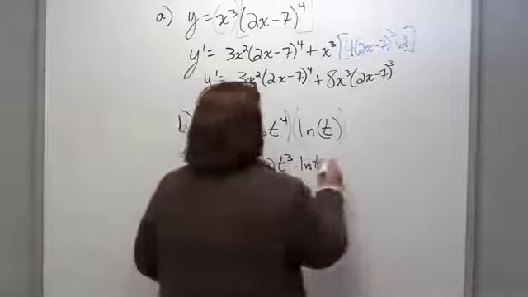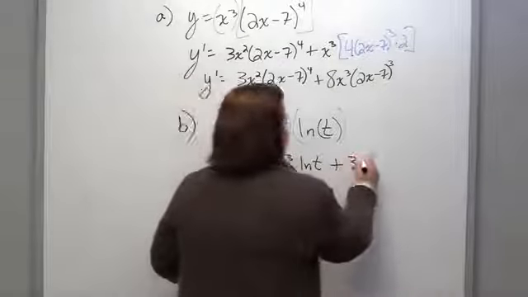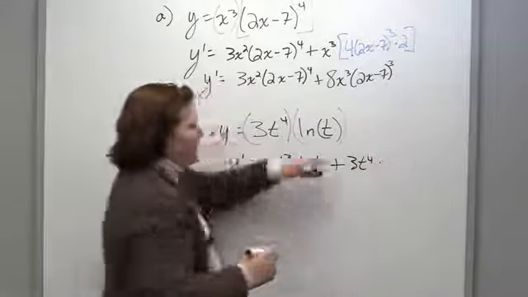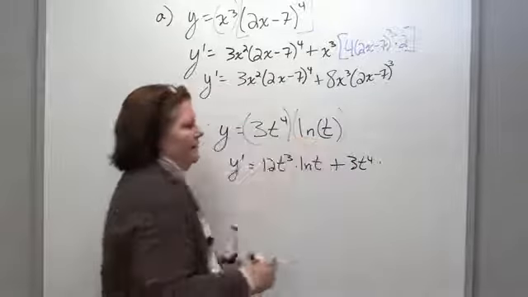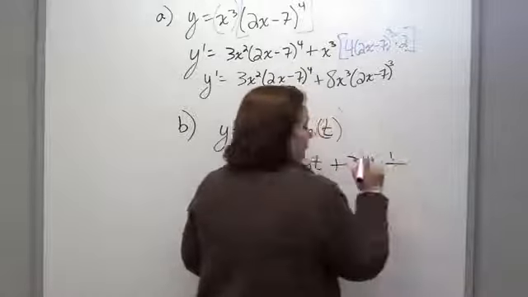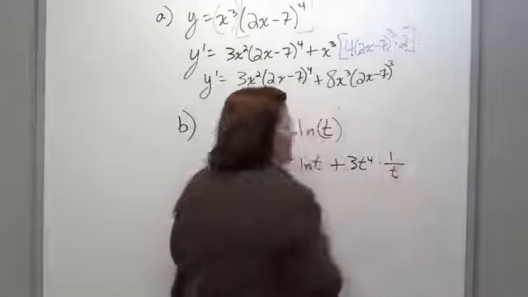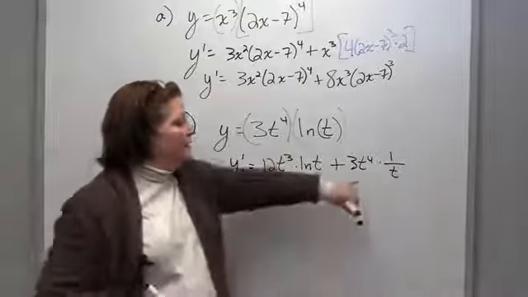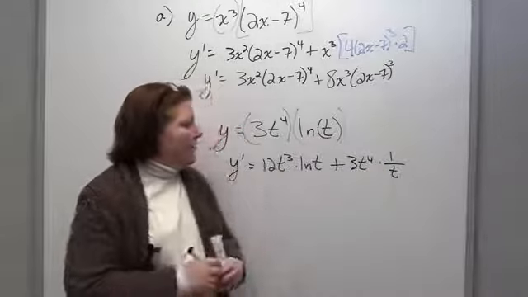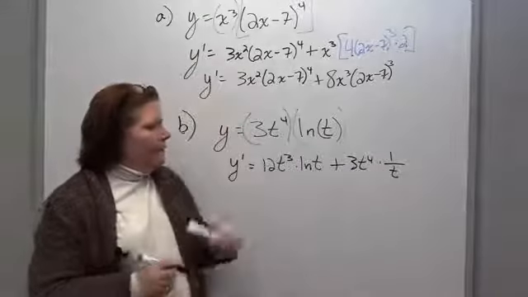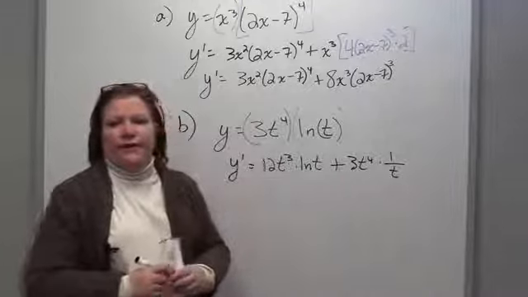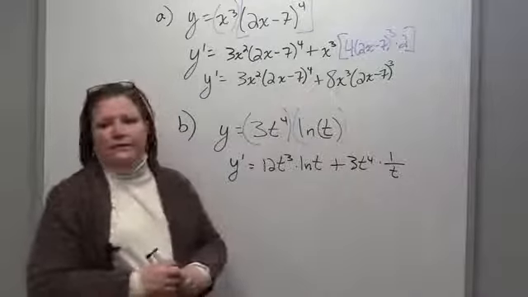and then plus the first times the derivative of the second. And that, remember, the derivative of the natural log of t is 1 over t. So again, we could clean this up and simplify, but right now I will just leave it as is.